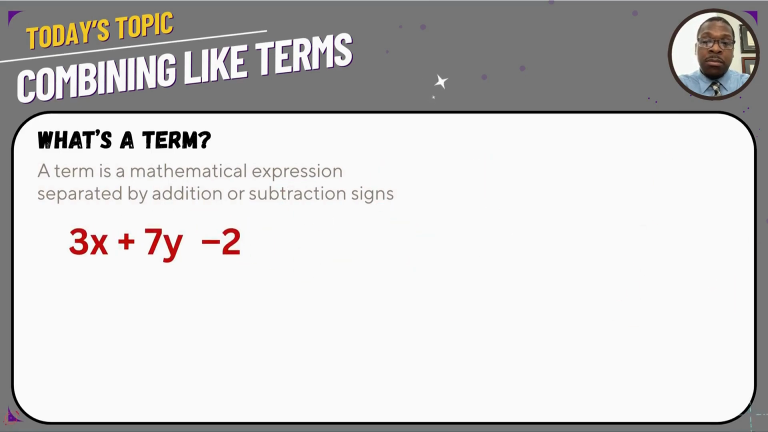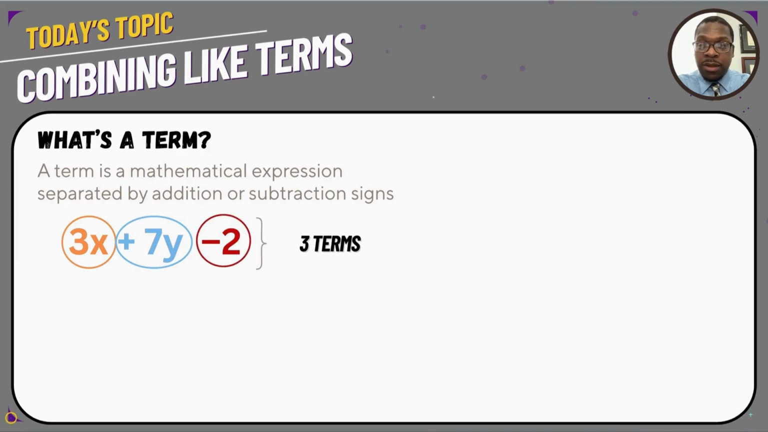So if we see a problem like 3x plus 7y minus 2, we would look at that and notice that there are three separate parts. This would be considered three different terms. Now, those terms would be, and I'll highlight them, the first one would be 3x. We'll put that in orange. The next one would be positive 7y, and we'll put that in blue. And the last one, as you guessed it, would probably be negative 2, and we'll leave that in red. So those are three separate and distinct terms that are separated by the addition and subtraction signs.